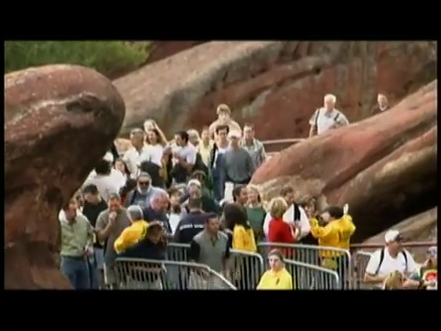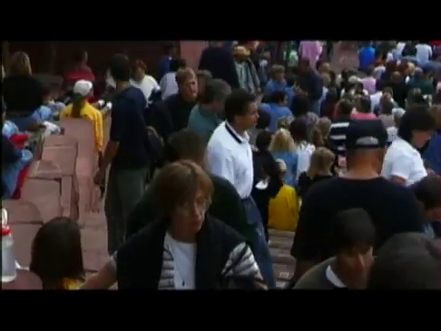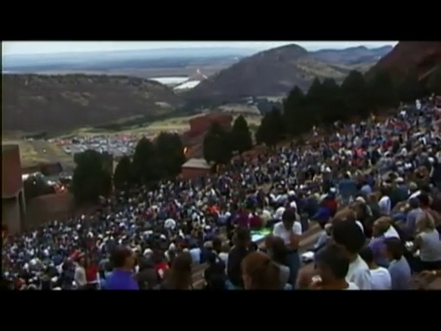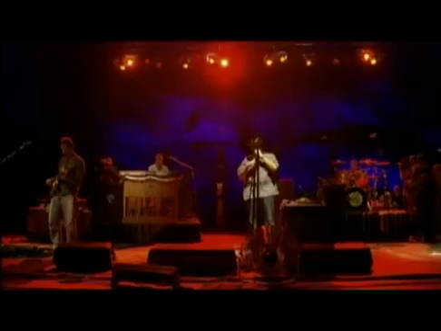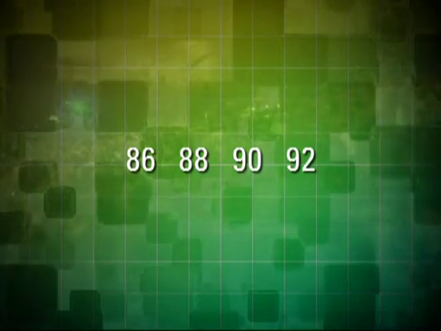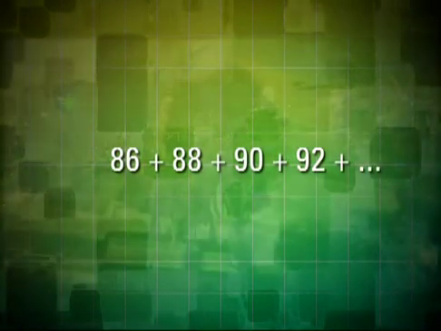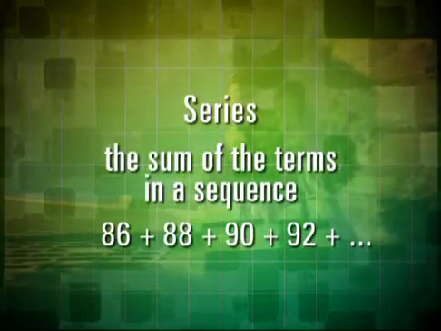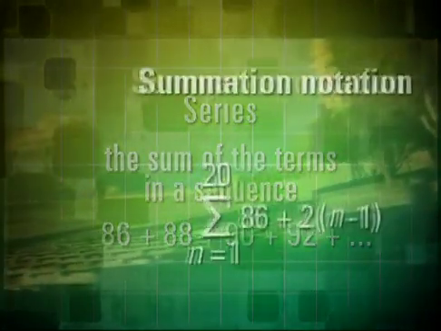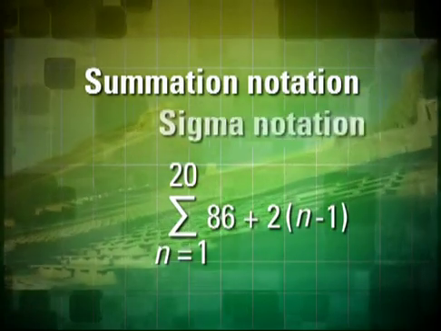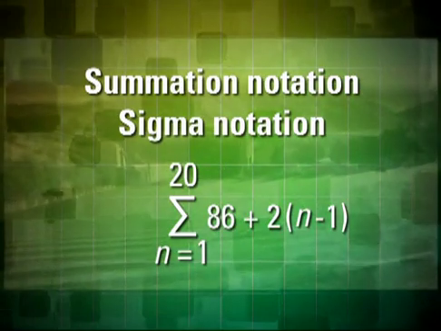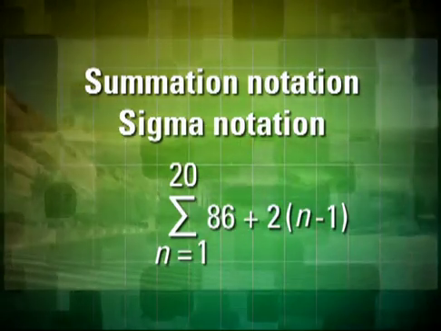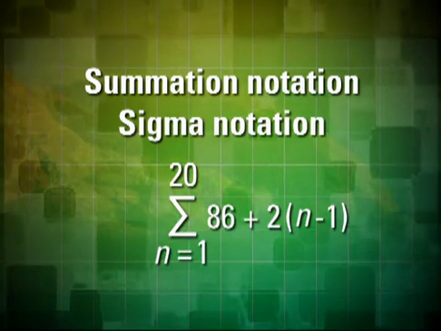Let's suppose that for publicity purposes, a Denver radio station announces a contest. The first caller to correctly state the number of seats in all of the first 20 rows at Red Rocks will win tickets to a weekend concert. But you don't have to guess. You can figure out the value of each term, the number of seats in each row, and add. The sum of the terms of a sequence forms a series. The series is often written in summation notation, also known as sigma notation. The Greek letter sigma is used as the summation symbol. Since this series is the sum of the terms of an arithmetic sequence, it's an arithmetic series.